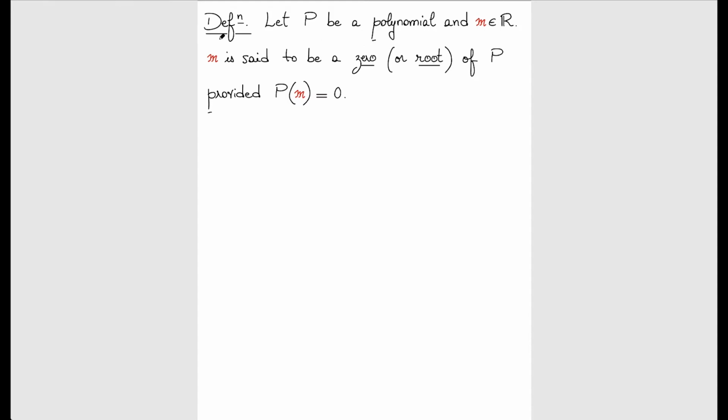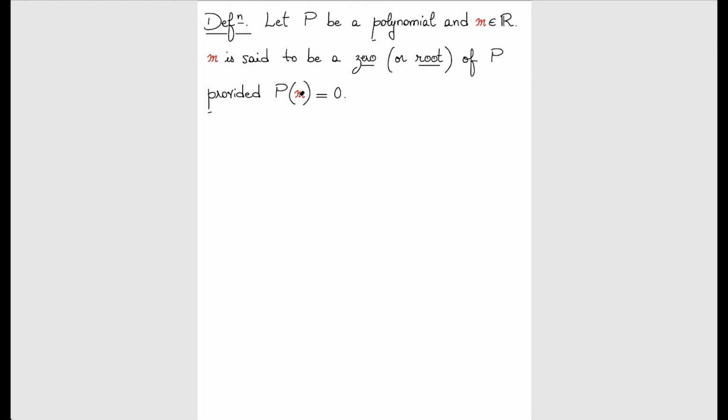Let's now define what we mean by a zero or a root of a polynomial. So let's read the following definition. Let p be a polynomial and m be a real number. M is said to be a zero or a root of p provided if you evaluate p at the number m, you get 0. So one more time, what's a zero or a root of a polynomial? It's a number so that if you evaluate the polynomial at this number, you get the output 0. Okay? So m may not be 0 itself. It may not be the number 0, m, right?